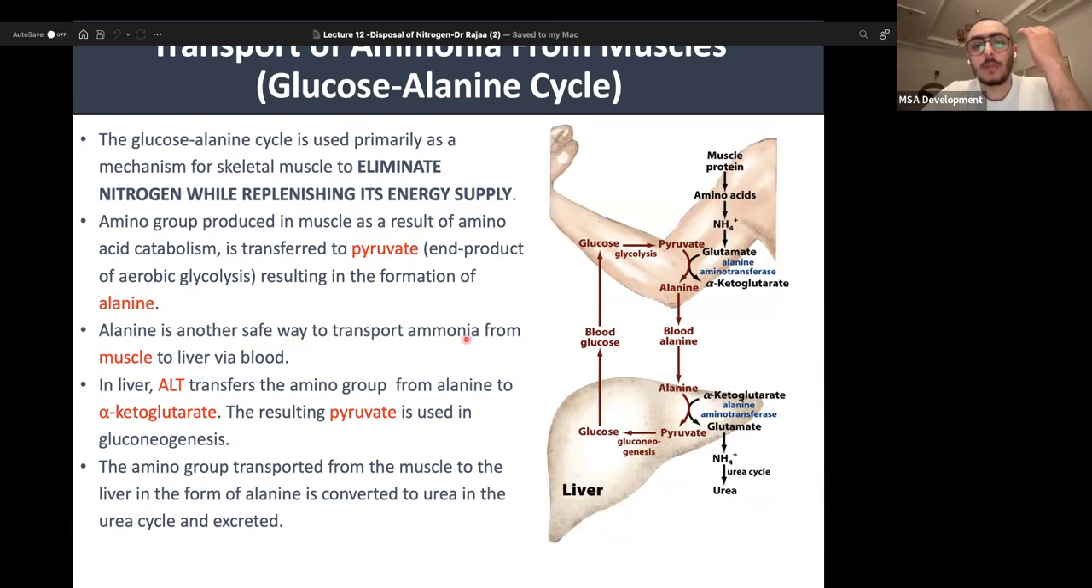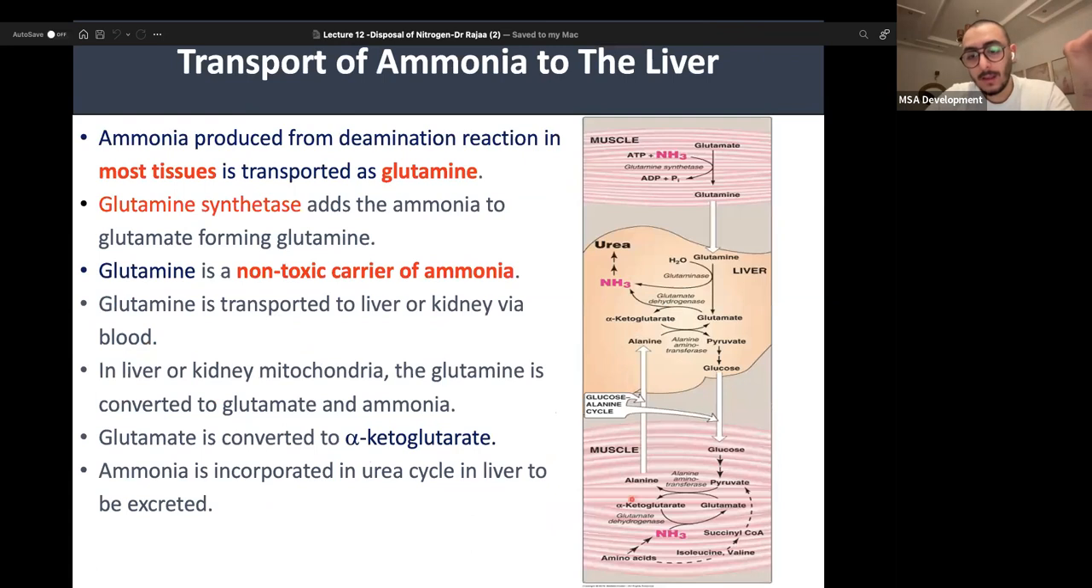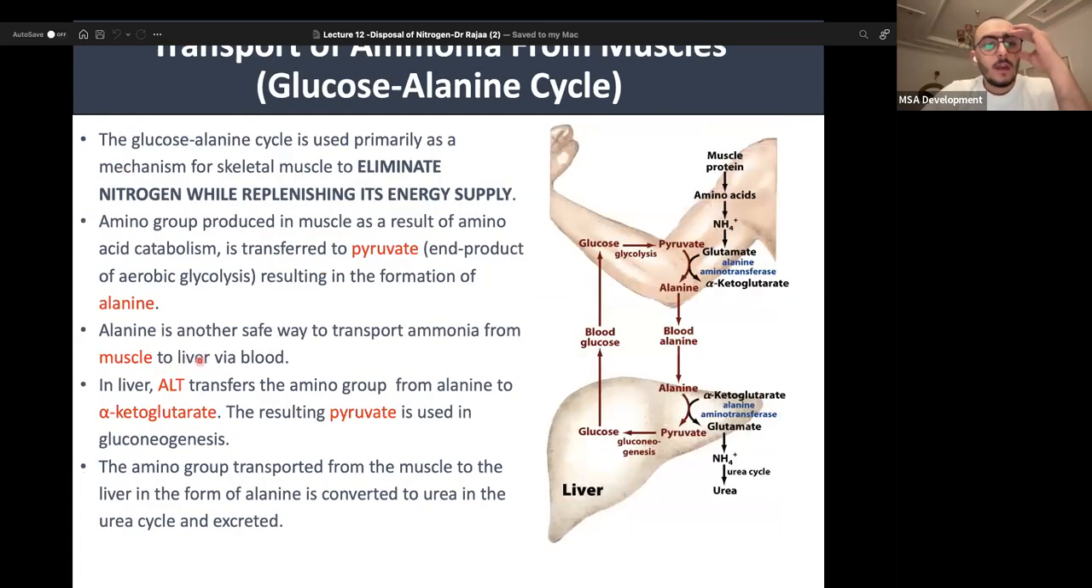Alanine is a safe way to transport ammonia from the muscle to the liver. It's only from the muscle. Glutamine, however, you see here, alanine is from the muscle exclusively. However, glutamine is from most tissues. It's written here, yes, ammonia produced from deamination reaction in most tissues is transported as glutamine, okay? But alanine is for the muscle only.